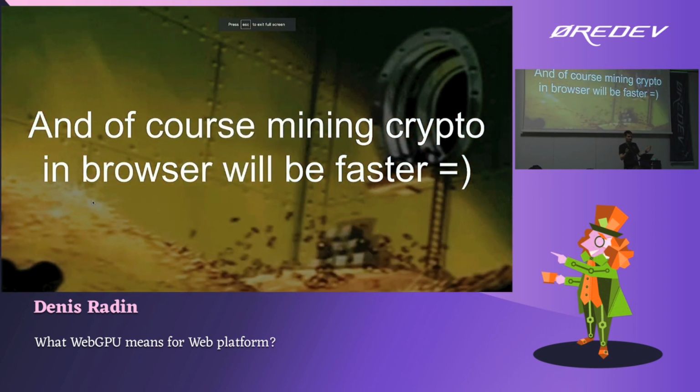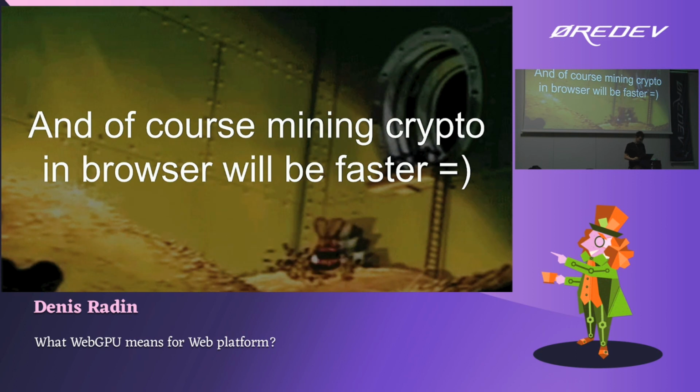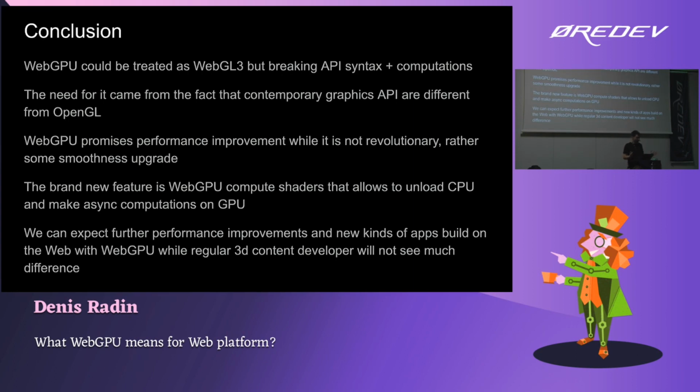Well, of course, crypto mining will be faster. So WebGPU could be treated as WebGL 3, but with breaking API syntax plus computations. The need for it came from the fact that contemporary graphics APIs are different from OpenGL. WebGPU promises performance improvement while it's not revolutionary, rather some smoothness upgrade. The brand new feature is the WebGPU compute shader that allows to offload the CPU and make async computations on GPU in an efficient manner. We can expect further performance improvements, still in progress.